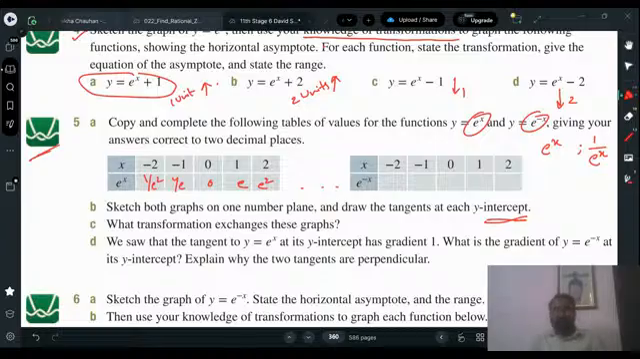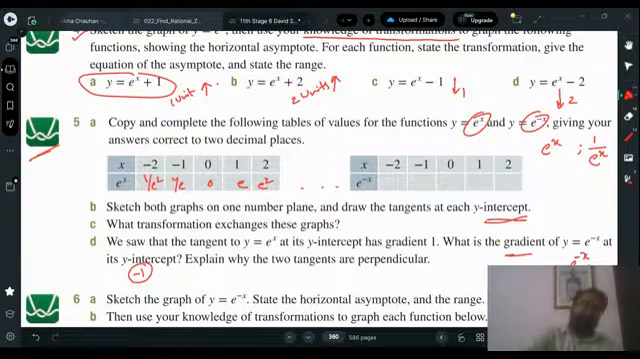I saw the tangent of e power x at the y-intercept has a gradient 1. What is the gradient of e power minus x? Its derivative is minus e power minus x. So the gradient at the y-intercept is minus 1. Explain why the two tangents are perpendicular. Because the product of their gradients is minus 1.